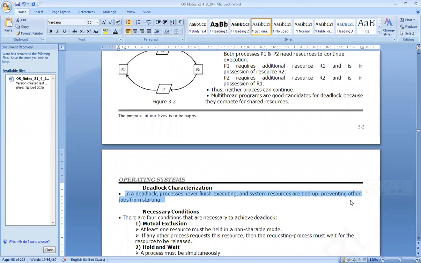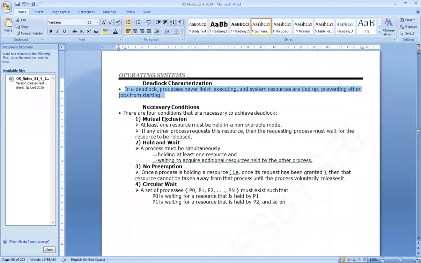What are the necessary conditions for a deadlock? What does necessary condition mean? If these conditions are present, then we can say there is a deadlock. There are four conditions that are necessary to achieve a deadlock. Don't mistake this, we are not intentionally achieving any deadlock situation here, but we are trying to understand what the necessary conditions are.